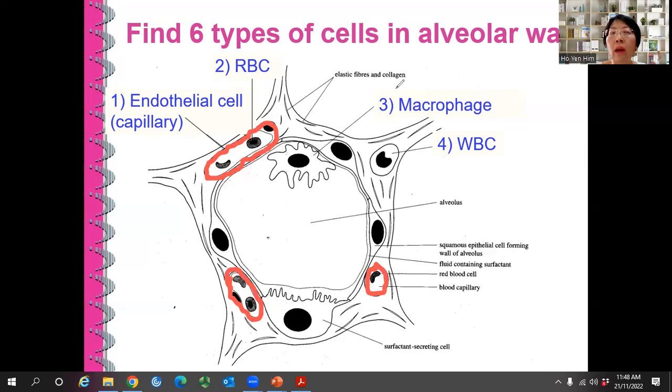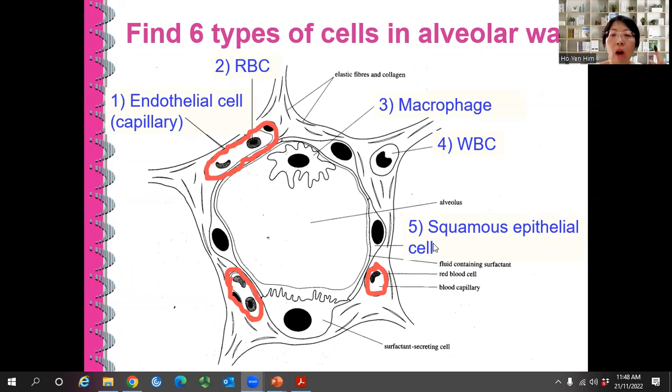You just need to know: when do I call it monocyte? Inside the blood vessel. When do I call it macrophage? The moment it migrates out. So is this white blood cell inside or outside the blood vessel? Outside, because surrounding it, there's no endothelial cell of the capillary wall. So we call this a macrophage. This is a potential MCQ question. Okay. So next, what else do we have here? Number 5 is a squamous epithelial cell.